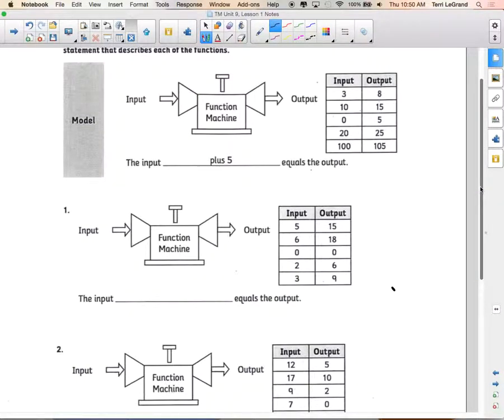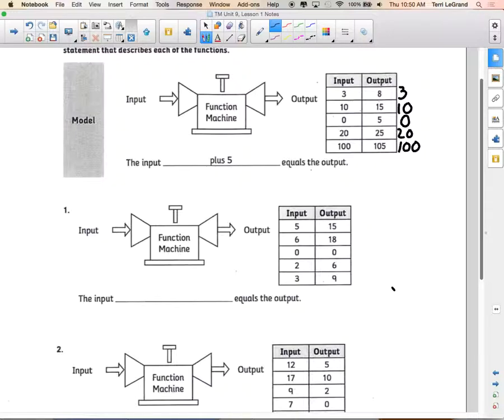So we're going to go over here to the side, and we're going to say, what do we do to 3? What do we do to 10? What do we do to 0? What do we do to 20? What do we do to 100? What do we do to each of those inputs to get the output that's right beside it? Tyler, did you know it?